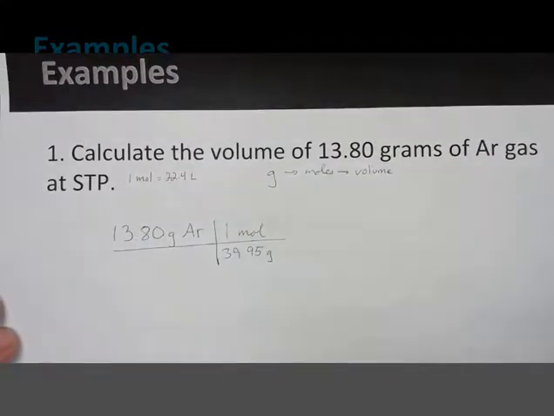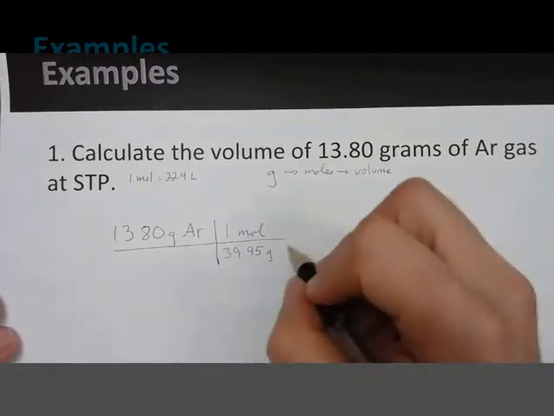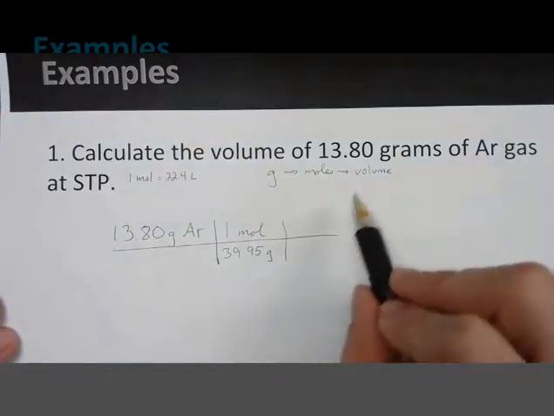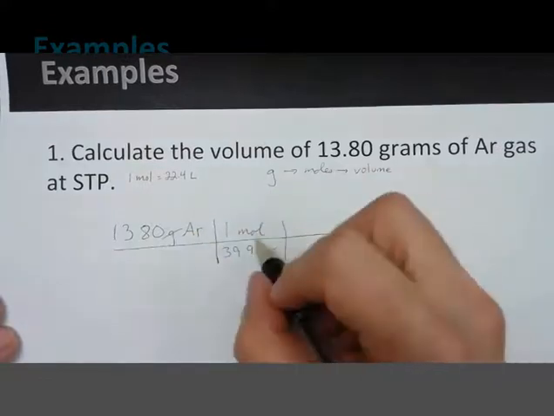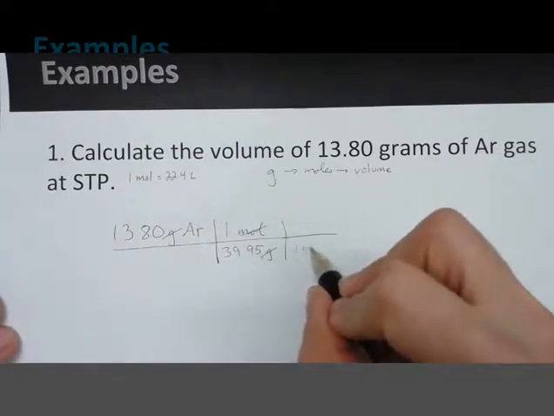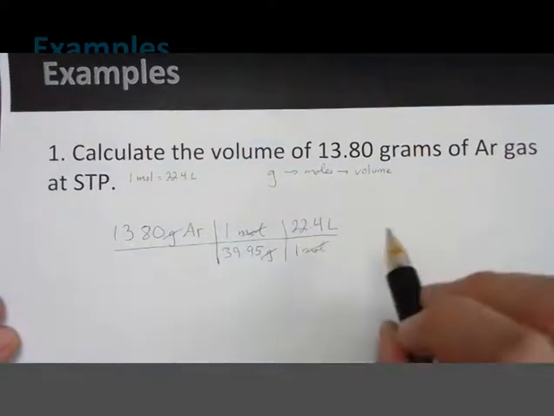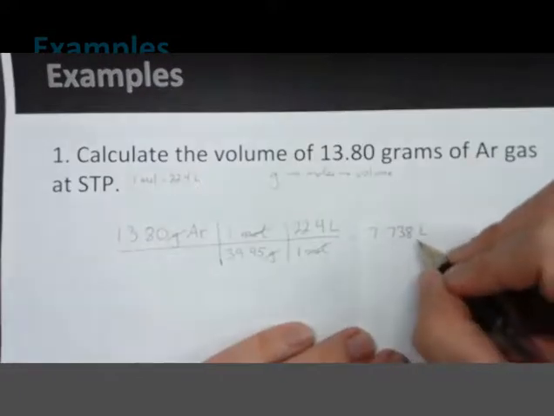Argon gas's molar mass is 39.95 grams per mole. I'm writing it upside down so my grams will cancel. And then let's just keep going. No reason to stop and calculate because we can go right into volume. We've canceled grams. Now we need to cancel moles. So I'm going to put 1 mole, and that's going to cancel, under 22.4 liters. Now we're left with liters, volume, which is the unit that we're looking for. And you get 7.738 liters.